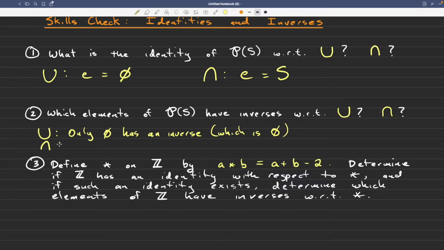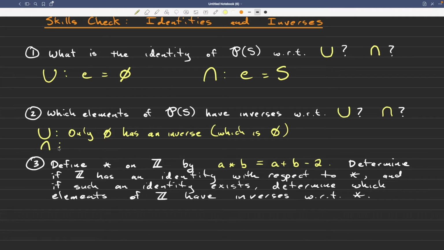And for intersection, okay, we know the identity is all of S. So if you took a set A and you intersected it with something, how would you get back the identity, which is all of S? Well, when you intersect A with another set, it only can get possibly smaller. So there's no way you can take a set that's smaller than S and intersect it with something and get back all of S.